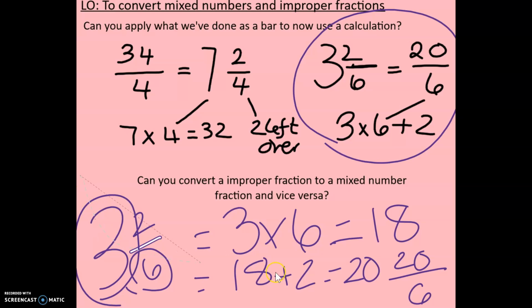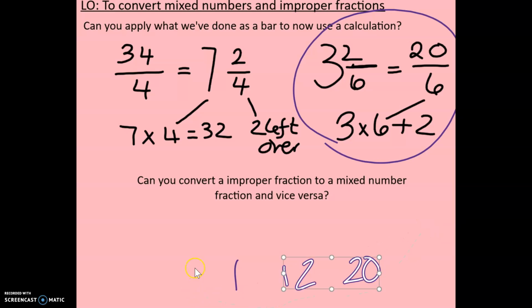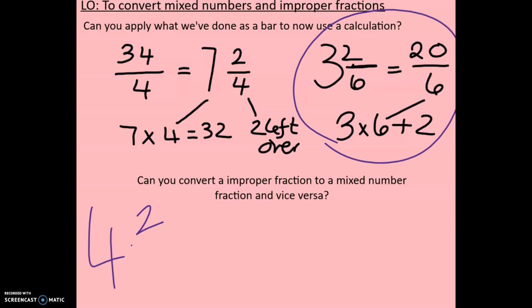Let me just do another quick example for you. If I had 4 wholes and 2 sevenths, I would do 4 times 7. Can you work that out in your head?